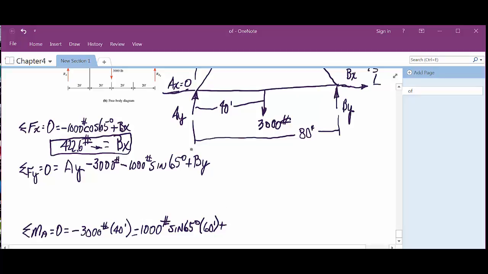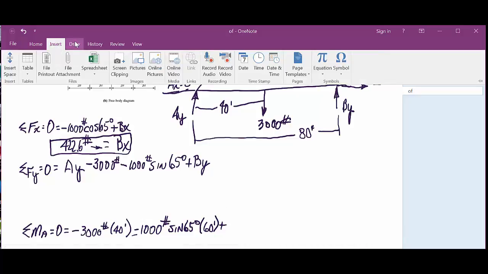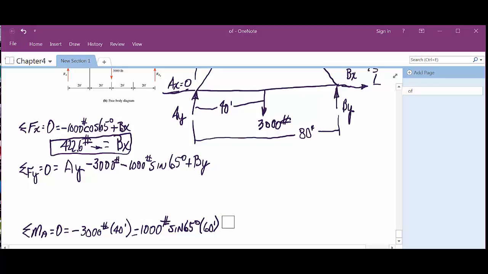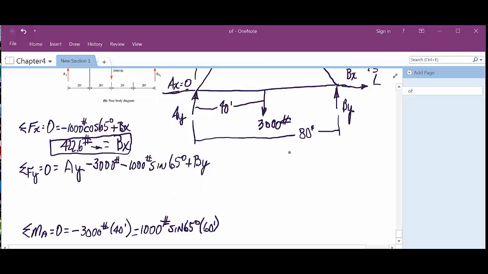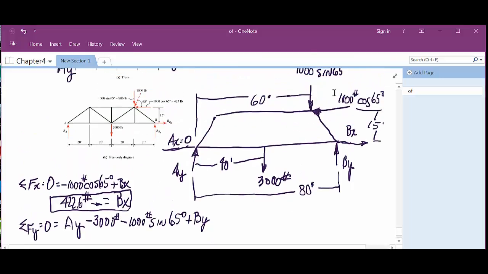Actually, I'm not going to do that. I was going to do that and mess with you a little bit, but I have to ask you at this point. I don't want to put the BY in. I'm going to put in something else. I do have to account for this 1,000 cosine of 65 now, because it does not go through point A, does it? So it is going to create a twisting moment on that structure. Okay? So I have to put in 1,000 pounds cosine of 65 times 60 feet, right?